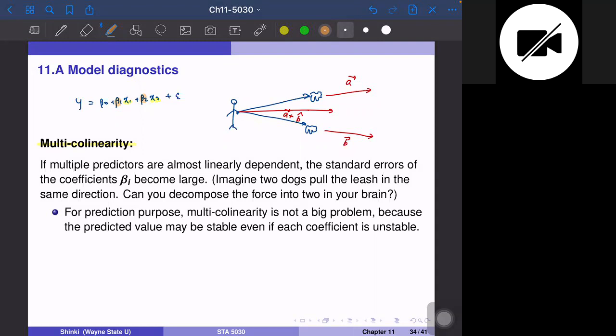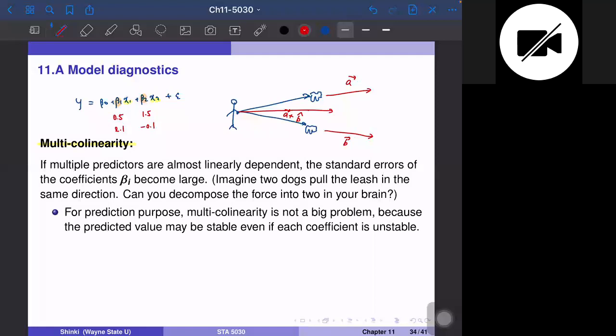And how to solve this issue? Actually, for prediction purposes, multicollinearity is not a big problem because the predicted value may be stable even if each coefficient is unstable. So suppose that x1 and x2 are almost the same value. Then think about two cases. In one, beta 1 hat is equal to 0.5 and beta 2 hat is equal to 1.5. In another case, maybe beta 1 hat is 2.1 and beta 2 hat is negative 0.1. Okay, so the two models are totally different.